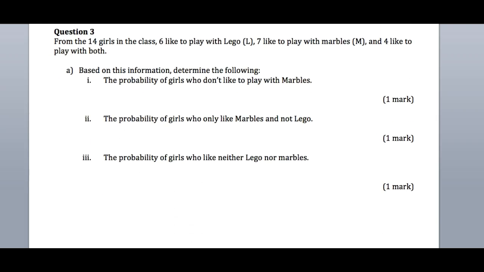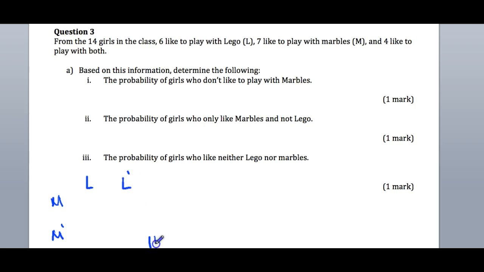Okay, so question 3, from the 14 girls in the class, 6 like to play with Lego, 7 marbles, and 4 both. Based on this information, determine the following. So this time we're looking at probabilities of girls who don't like to play with marbles. So before you start, I think it's a good idea to either represent it as a two-way table or a Venn diagram. And it doesn't take long to do. So we're just going to have marbles, not marbles, Lego, not Lego.